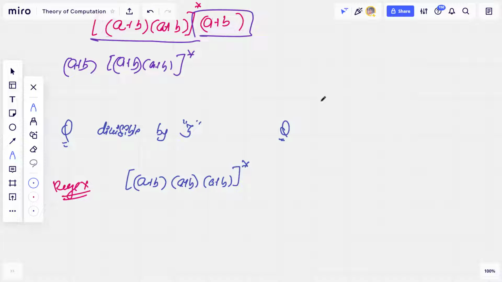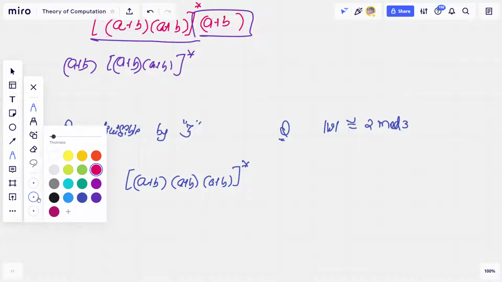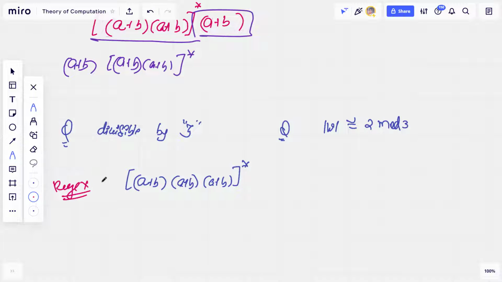I can twist this question such that the string length |w| is congruent to 2 mod 3. Okay, 2 mod 3. What is it? It's simple. Can you think about it? What will it be? See, I need a regular expression for string length divisible by 3.